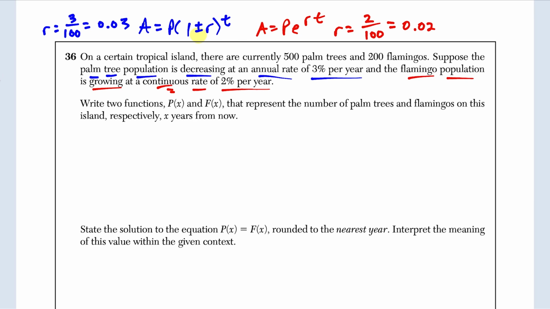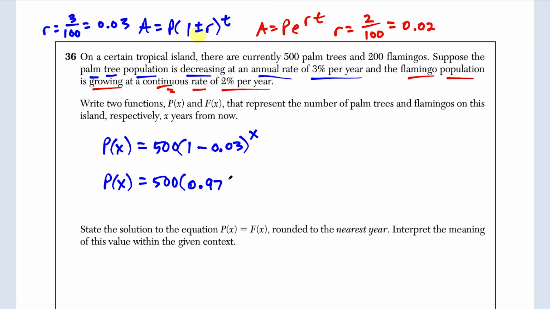So now we could just plug into the formulas, and we'll have here for the stuff in blue, the palm tree population as capital P of x is going to be equal to, but here instead of using t, we're going to use x. So now we just plug in. Capital P represents the initial population. So there's right now 500 palm trees, and then we're going to have 1 minus because the population is decreasing at a rate of 3%, which as a decimal is 0.03. And we're raising this up to the x power because this is a function of x.